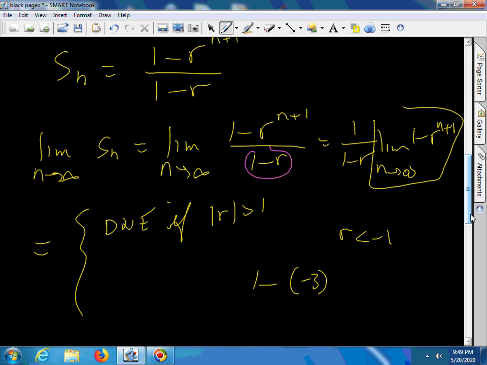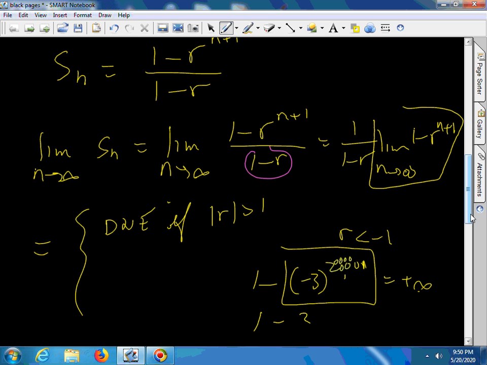What if r is negative 3? So you have 1 minus r to a power. Say the power is 20,001. Well, this part is going to be very, very negative, and 1 minus a very large negative number will be a very large positive number. As you add in more zeros to make sure the power is odd, this is going to go to plus infinity.